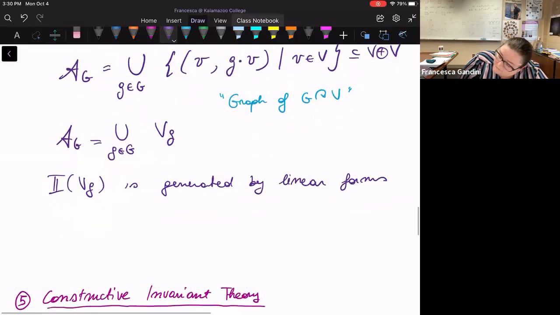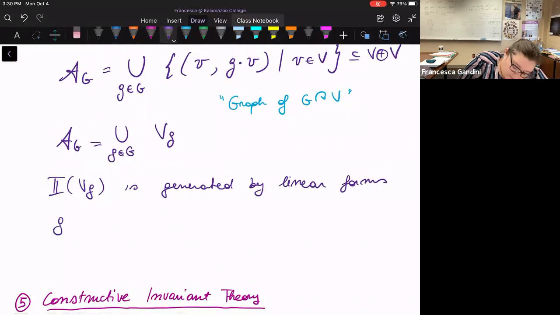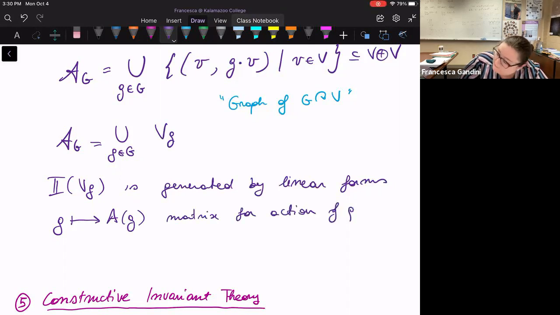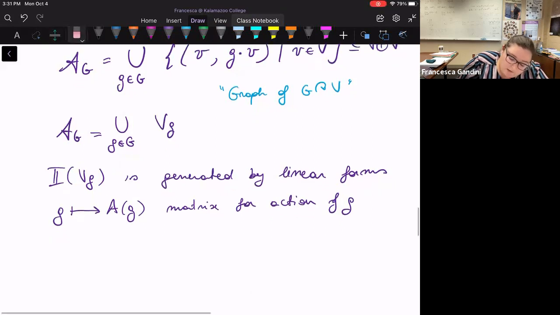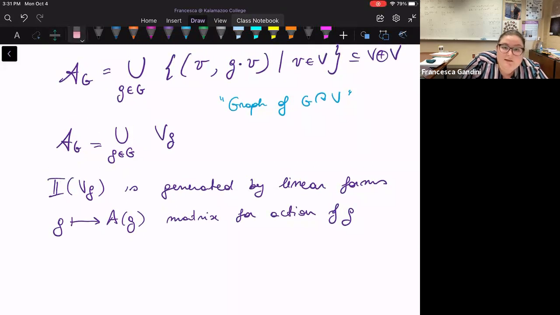And these linear forms are going to come from, so if we pick a matrix for the action of G, so this is a matrix, or little g, then the vanishing will happen when g of v is equal to v. So basically, v is an invariant point, a fixed point of the action.